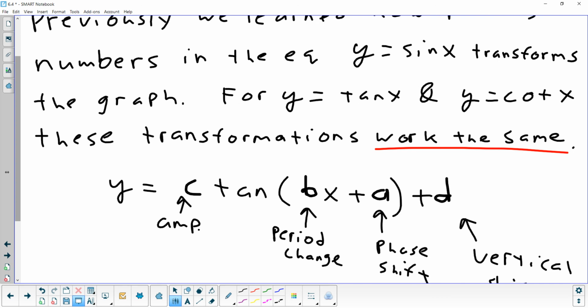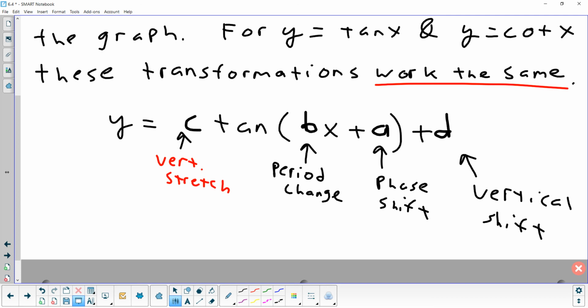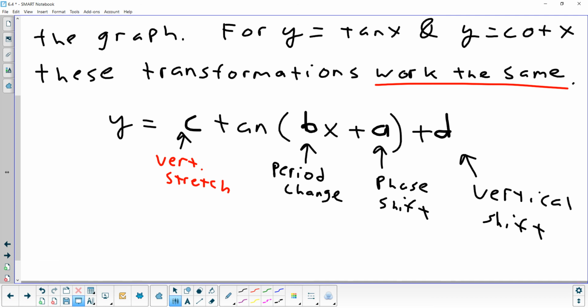Well, actually, I guess I am going to write it out. So there's your formula we've been writing. A is your horizontal shift. B is your period change. C, again, we don't want to call that an amplitude change. That's more of the vertical stretch. And D is a vertical shift. You can really replace that with sine, cosine, tangent, secant, cosecant. You can replace it with any trig function, and all that is true.